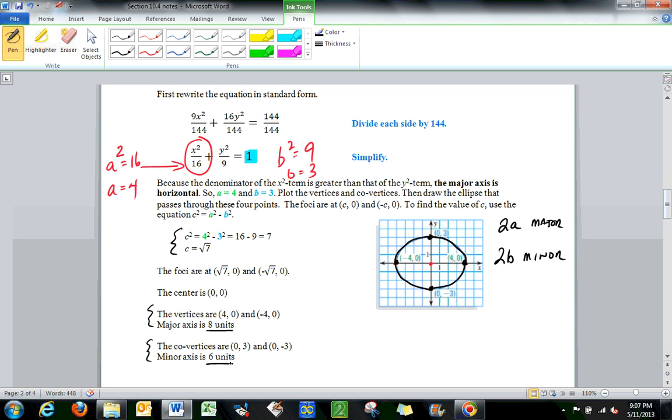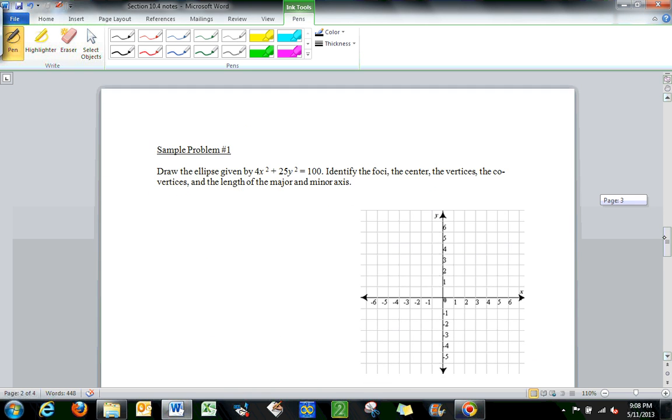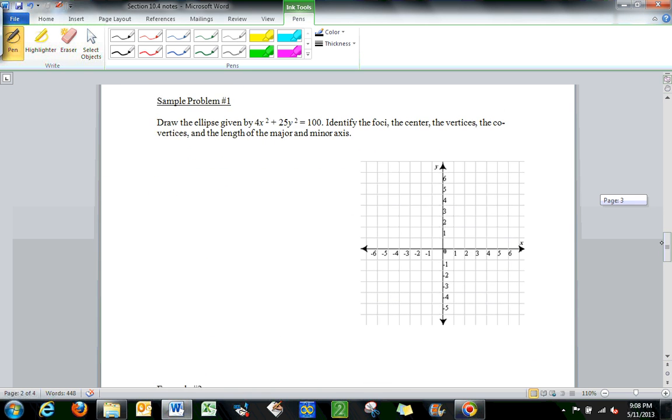Now, let's take a look at a sample for you to work on. So let's go down here to sample number 1. Go ahead and draw the ellipse: 4x squared plus 25y squared equals 100. I'm going to ask you to simply concentrate on the center, the vertices, and the length of the axes. We'll worry about the foci at another point. So go ahead and try that now.